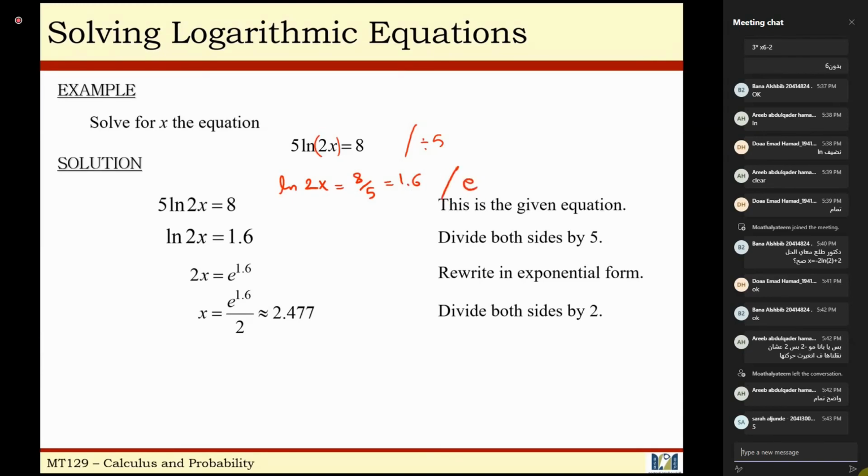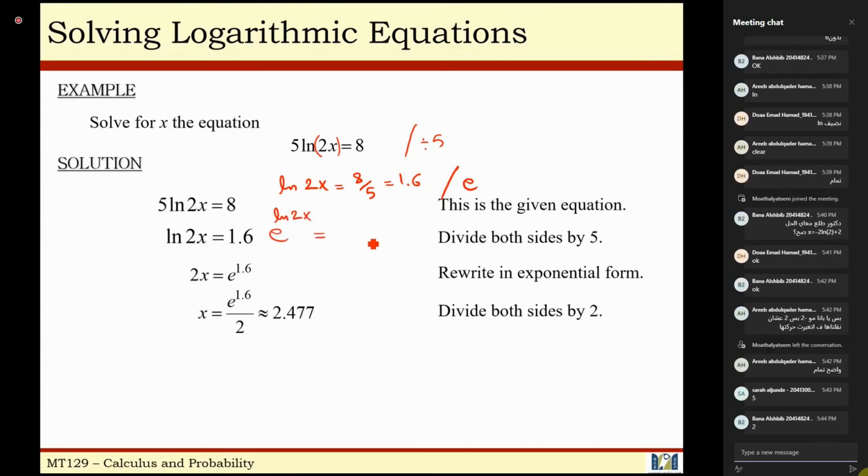Now we can take the e for both sides. So take the e for the ln 2x and take the e for 1.6. Now we can remove the e with ln, so we have 2x equal to e to the power 1.6, and by dividing by 2, we have x equal to e to the power 1.6 over 2. This is the final answer. Any question?